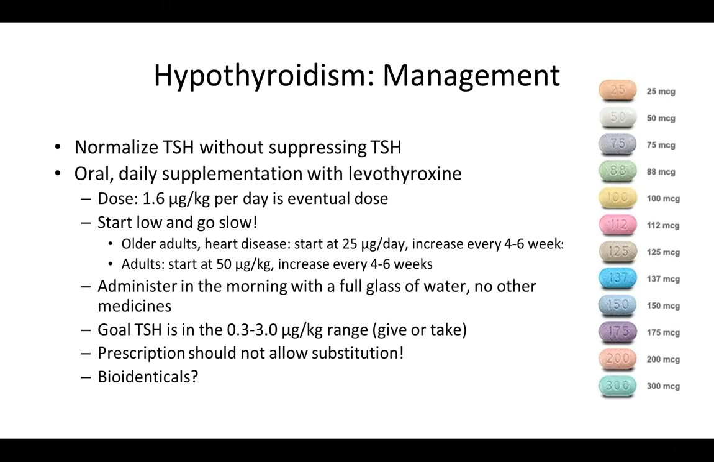So management of hypothyroidism is actually really easy because there's really only one drug we can use, and that drug is levothyroxine. So levothyroxine is the synthetic version of T4. We treat hypothyroidism with T4, and not with T3, because the half-life of T3 is very short, and so it has to be dosed multiple times a day. T4 is converted to T3 by the peripheral tissues.